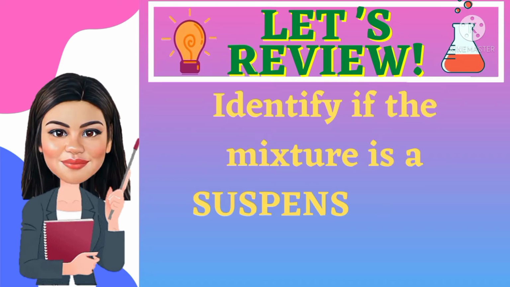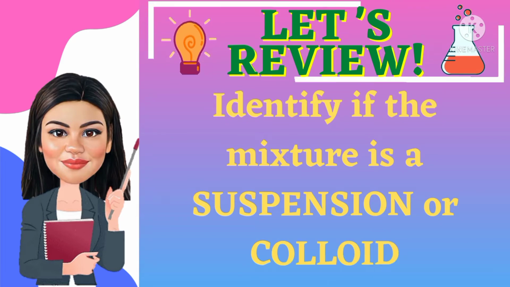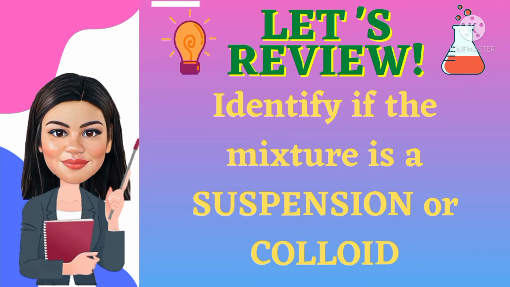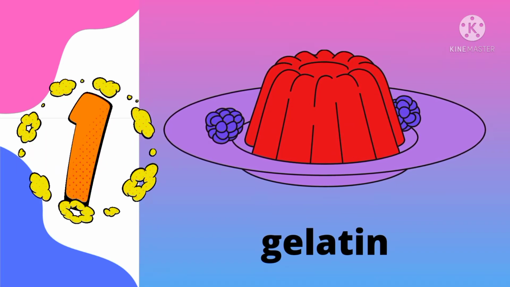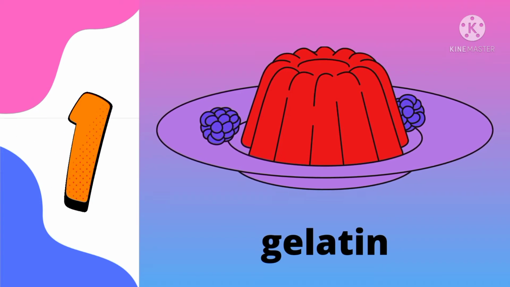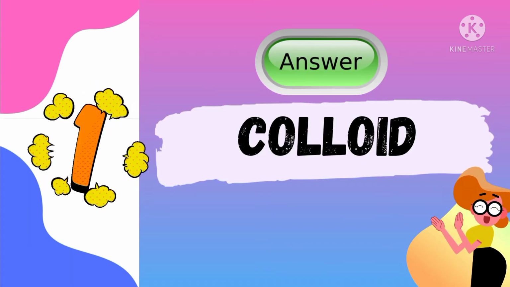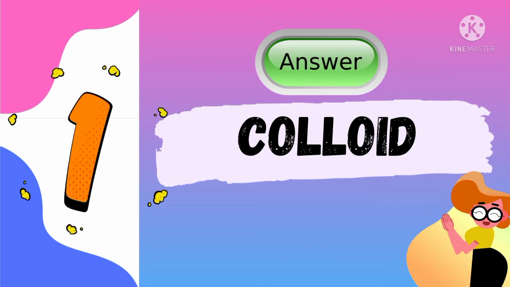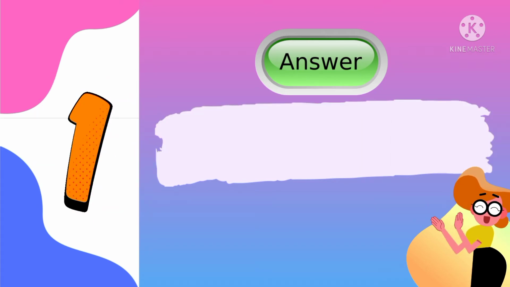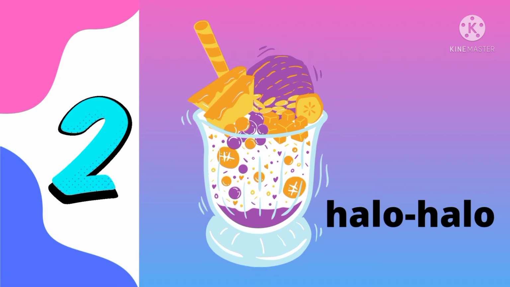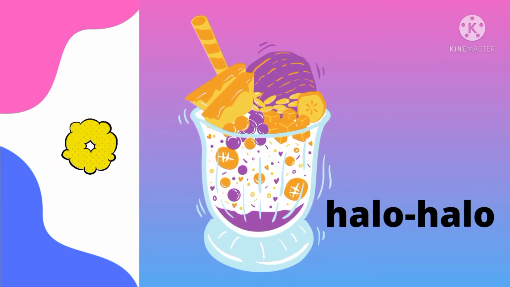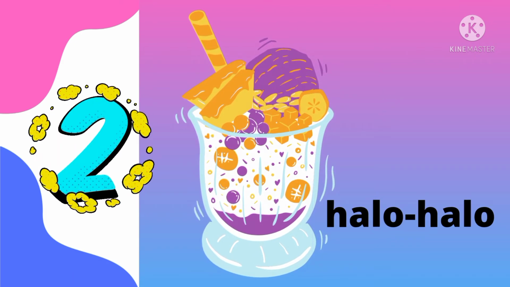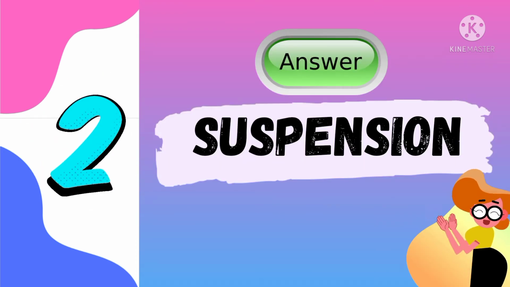The direction says, identify if the mixture is a suspension or a colloid. The first one is gelatin. Is it a suspension or a colloid? The correct answer is colloid. Next is halo-halo. Is it a suspension or a colloid? You got it correct. It's a suspension.